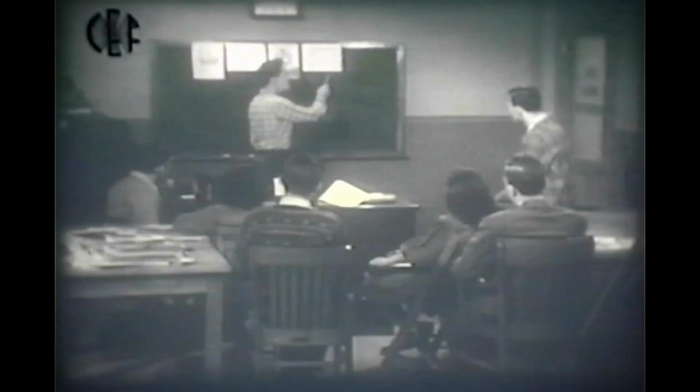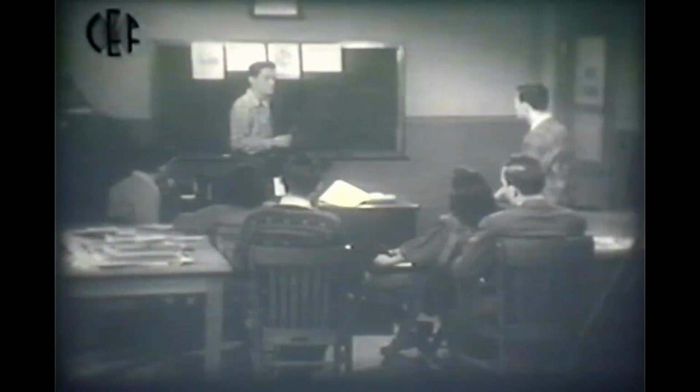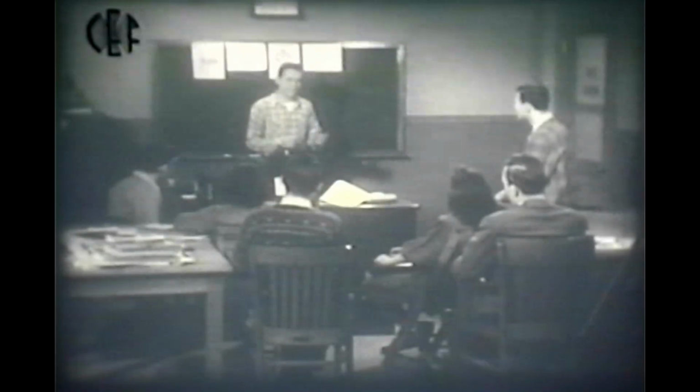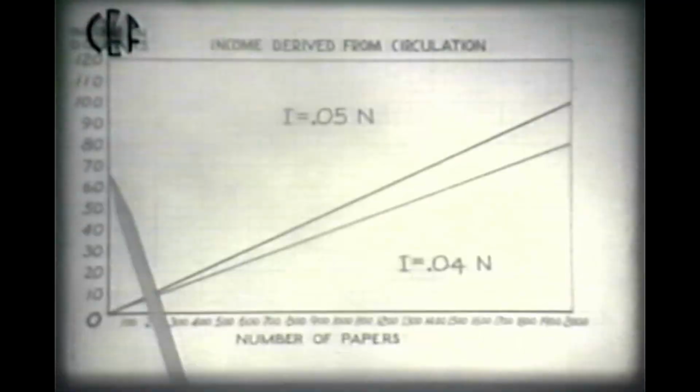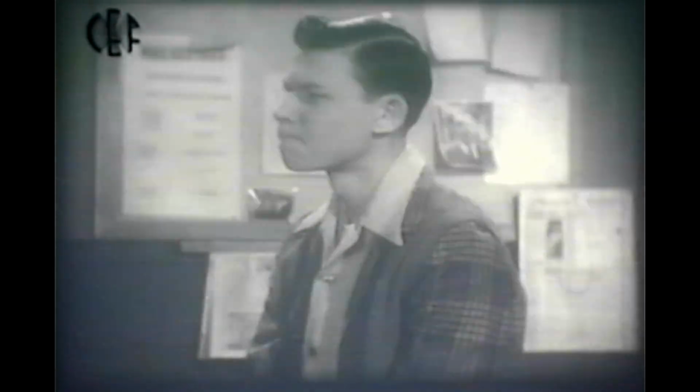When we sell 1,500 papers at 4 cents, we make $60. But we need $66 to cover our deficit. Now, if we sold the paper for 5 cents, we could make $66 by selling 1,320 papers. Why, that's less than our average circulation, and we could still make up the deficit.